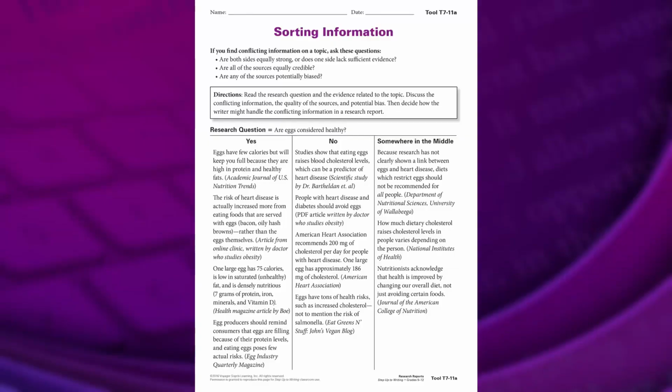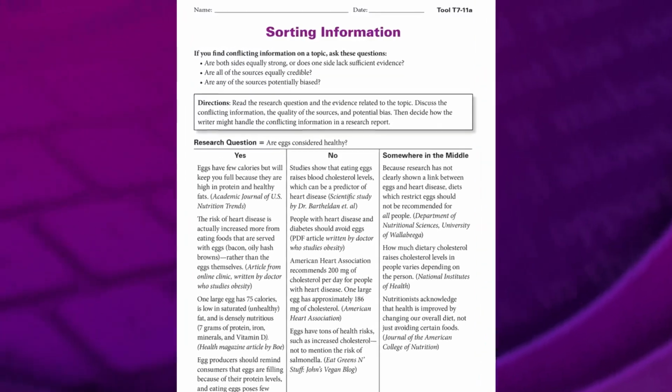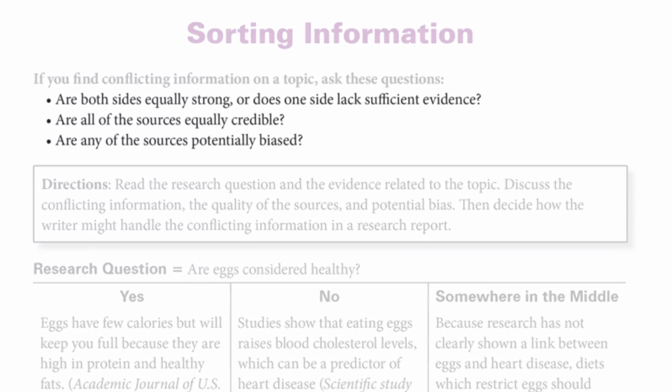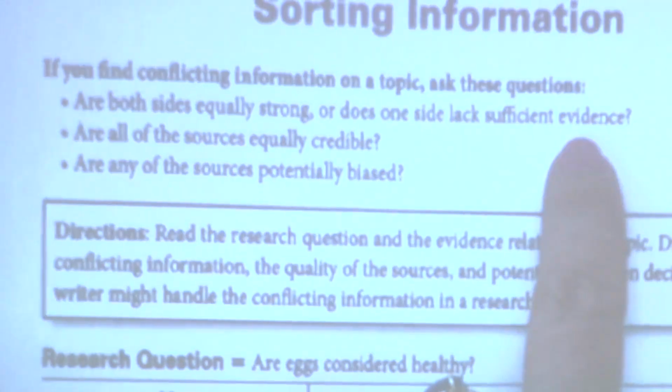This tool shows an example of how you might sort information. At the top, there are some questions you should ask yourself as you synthesize information. If you find conflicting information, these questions can help you figure out the quality of that information. If you find conflicting information on a topic, ask these questions. Are both sides equally strong, or does one side lack sufficient evidence?